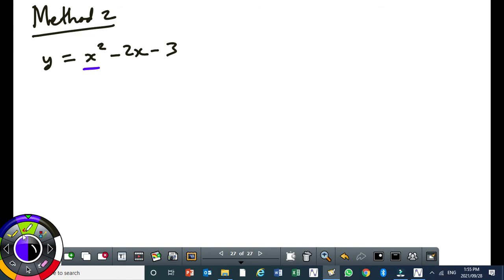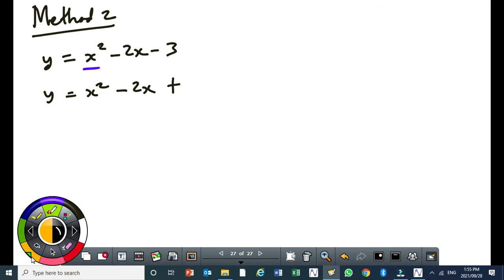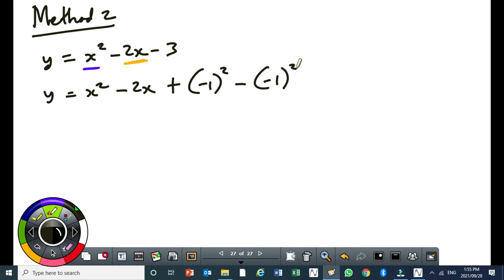To do that, we first have to find half of the coefficient of x. It's minus 2. What is half of minus 2? Negative 1. So this becomes x squared minus 2x. Then we add the square of half of the coefficient, which is minus 1. So we add the square of that, and we also subtract it. Then we subtract that 3.